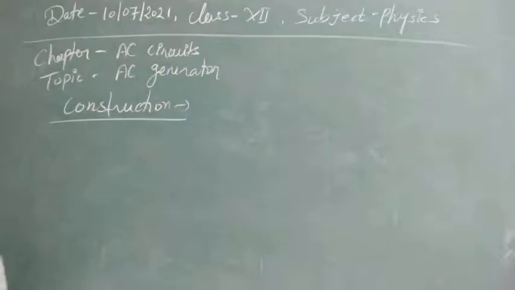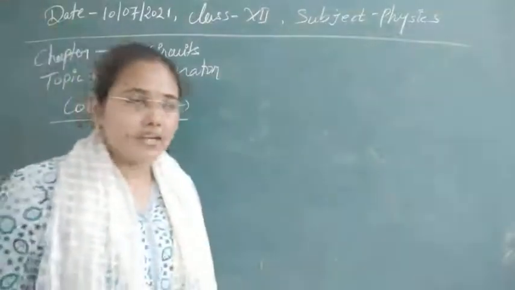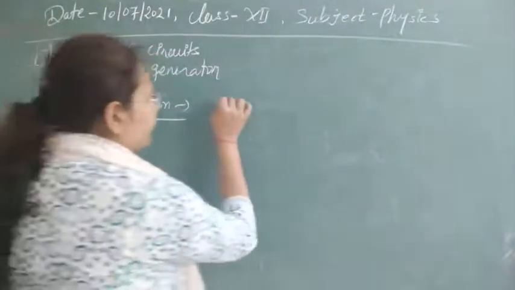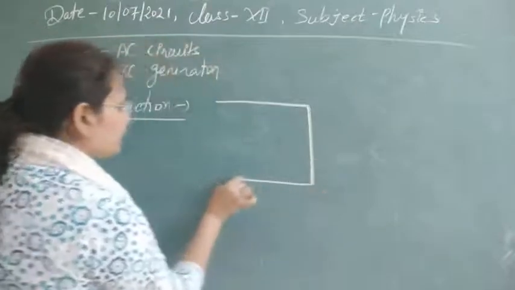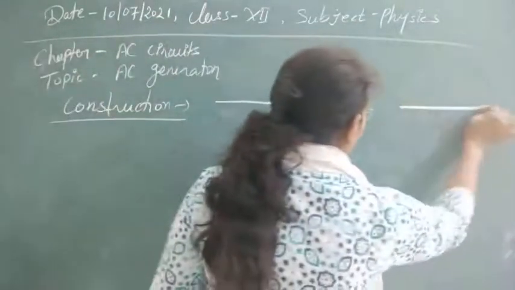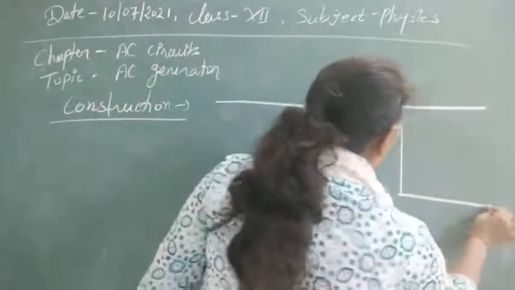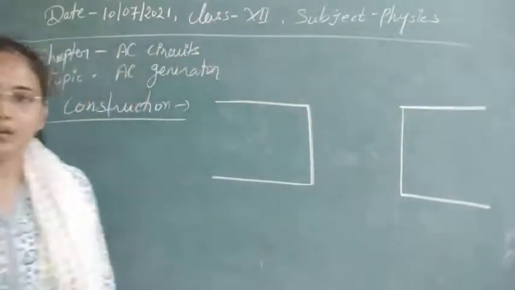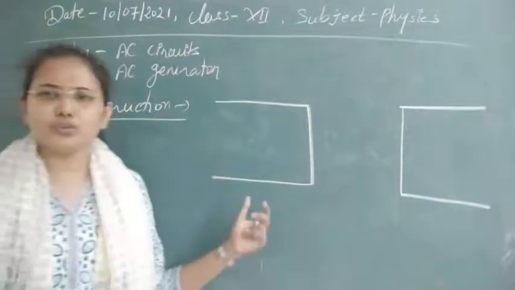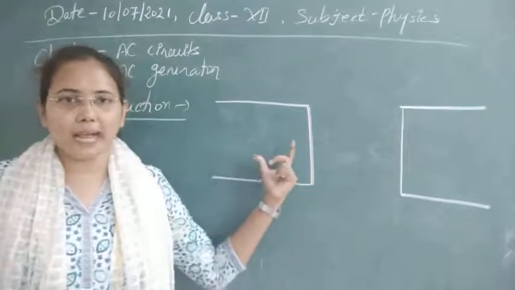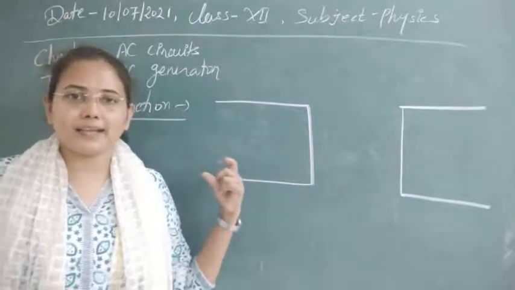So in the construction of an AC generator, we are using two pole pieces. A rough diagram I will tell you only here. Two pole pieces we are using. These two pole pieces are basically strong magnets. We can also use horseshoe magnets here for a strong magnetic field.